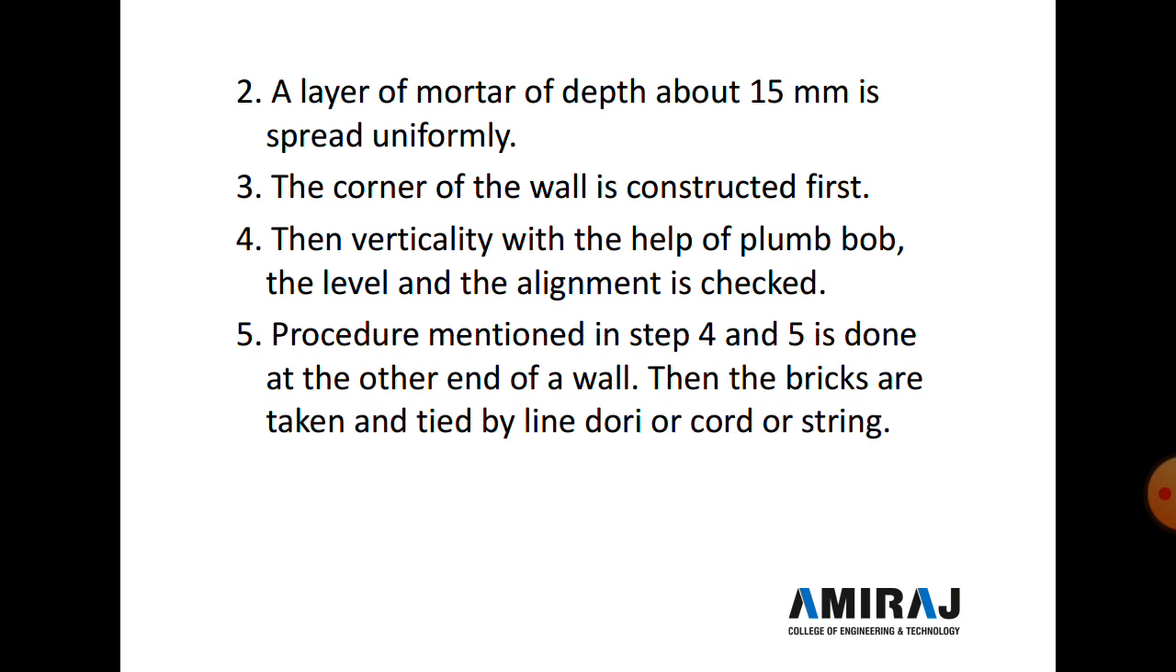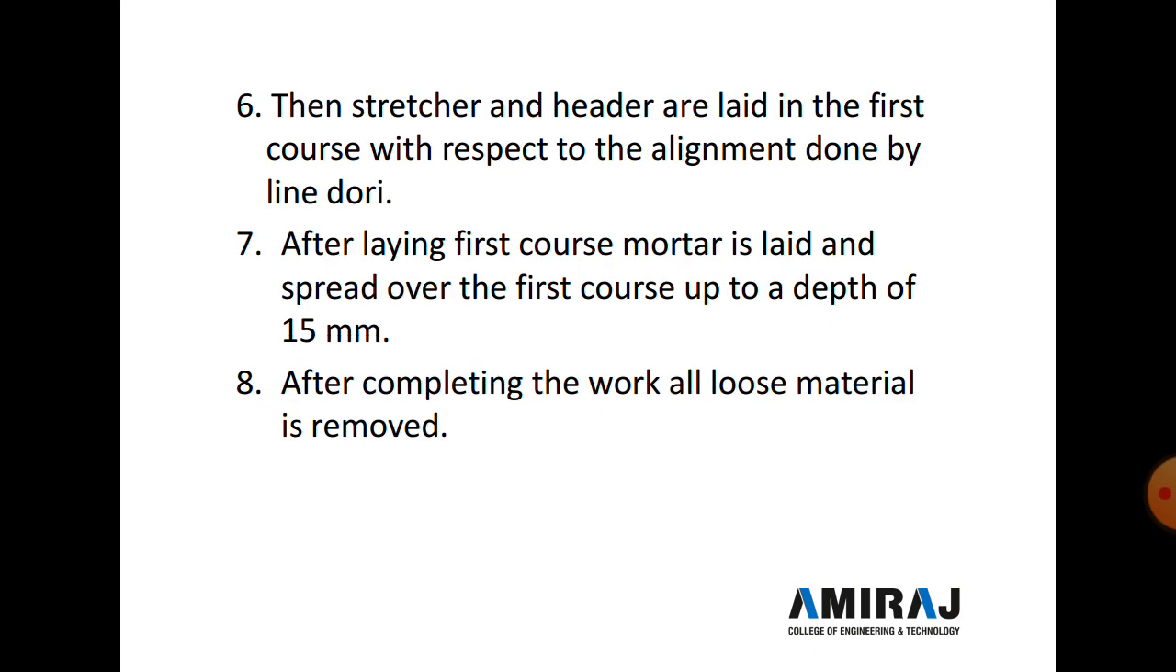Then the bricks are taken and tied with a line dori, or a cord or a string, and these are suspended in such a way that the line dori or mason cord gets stretched on both faces of the wall and between the two ends of the wall, so as to bring the further masonry work into proper alignment. Now the sixth step is that the stretcher and header are laid in the first course with respect to the alignment done by the line dori, and then the vertical joints are filled up with mortar.